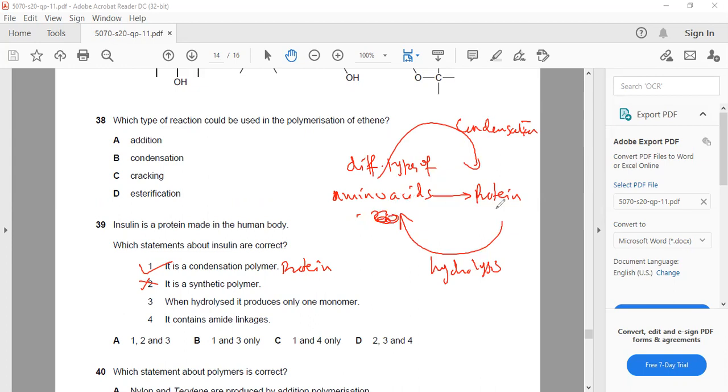Different types of proteins have different numbers of different types of amino acids. So all proteins have more than one amino acid. So 3 is wrong because when hydrolyzed, protein produces more than one type of amino acid. It contains amide linkage. Yes, protein has amide linkage, which is also called peptide linkage in protein. We call it peptide linkage in protein, and if it is nylon, which is synthetic, we call it amide linkage. So 1 and 4, C is the answer.